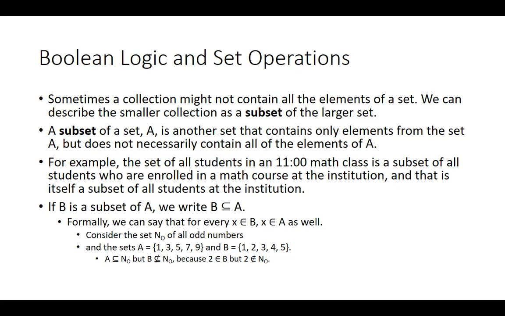Consider the set N sub O of all odd numbers, O for odd. And the sets A equals {1, 3, 5, 7, 9}, and B equals the set {1, 2, 3, 4, 5}. A is a subset of N sub O, but B is not a subset of N sub O, because 2 is an element of B, but 2 is not an element of N sub O, the set of all odd numbers.